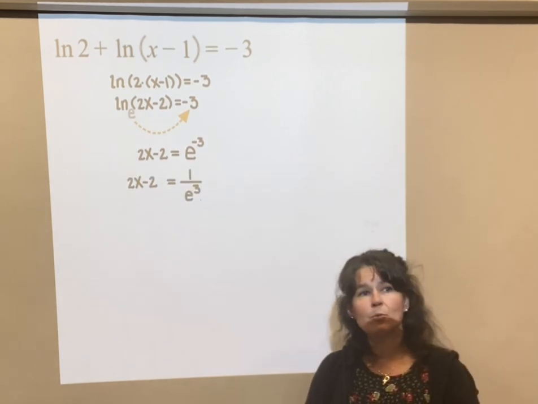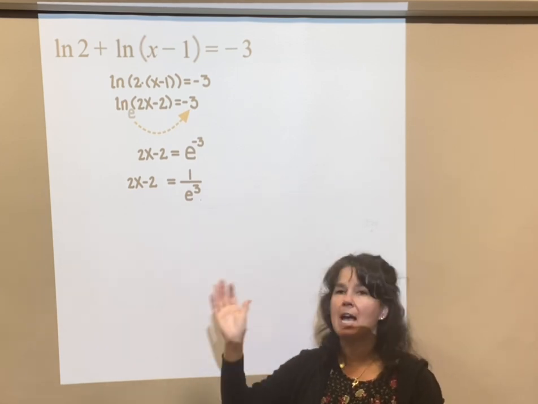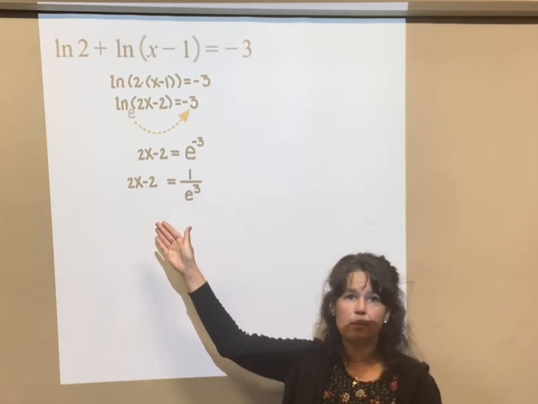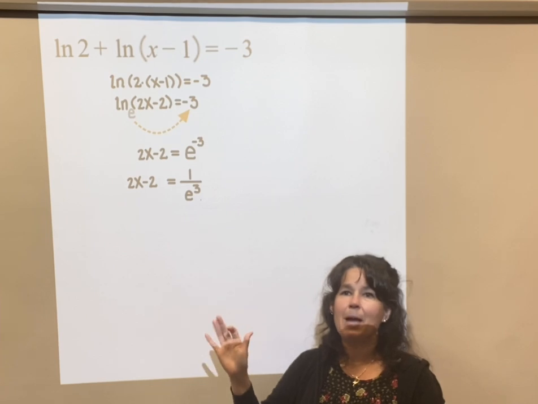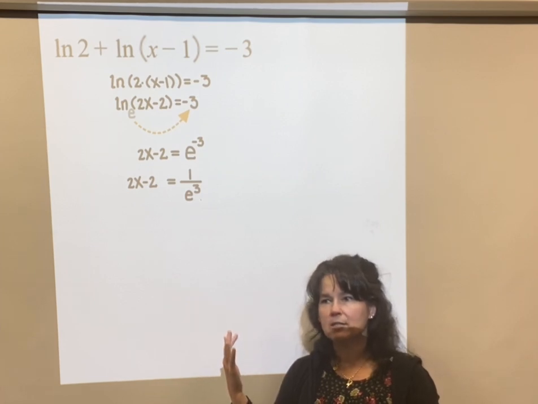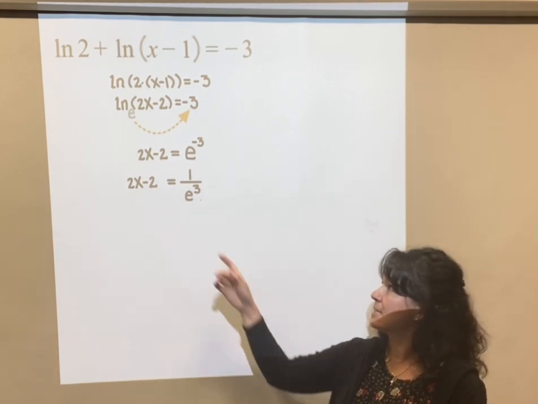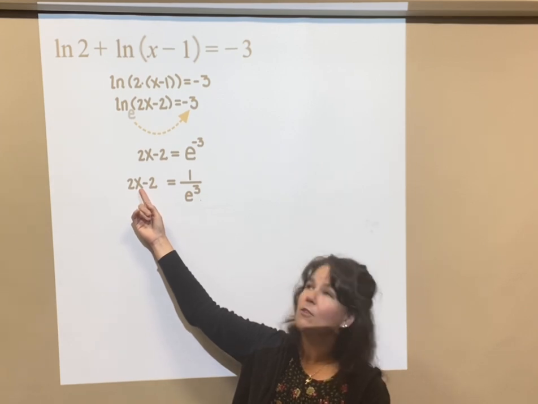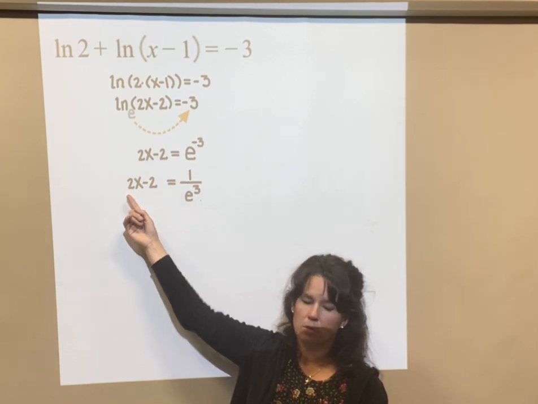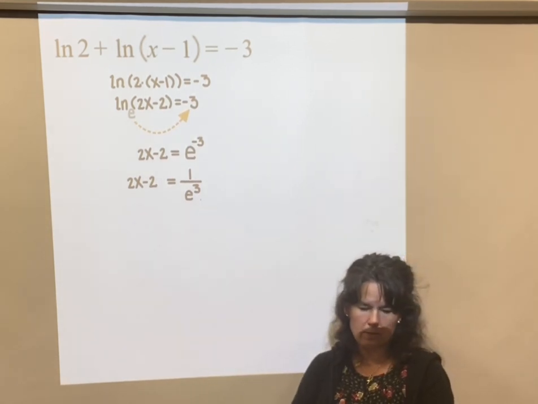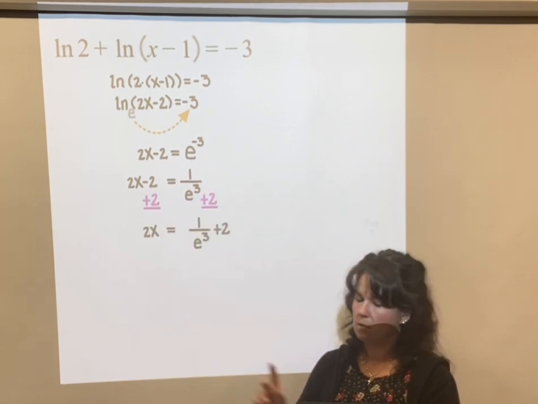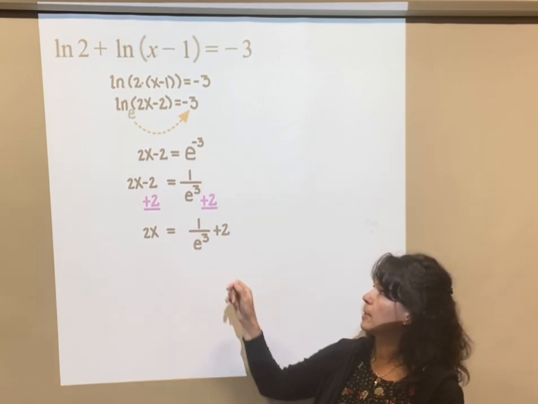Now I am tempted right now to use the strategy whenever I have a fraction in my equation, I multiply both sides by the denominator. But what's going to end up happening is if you do that, you're going to immediately undo it. So I'm going to leave that as is. To finish getting x by itself, all I have to do is get rid of this -2 and this times 2. So to get rid of the -2, I'm going to add 2. So I have 2x equals 1 over e cubed plus 2.